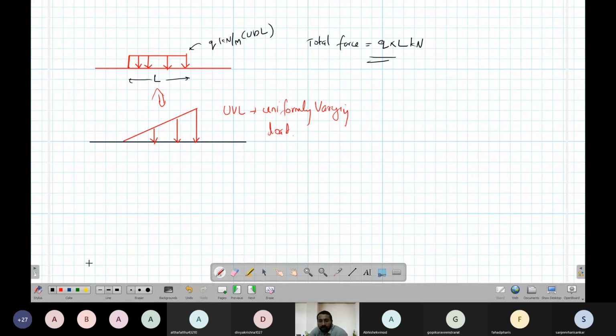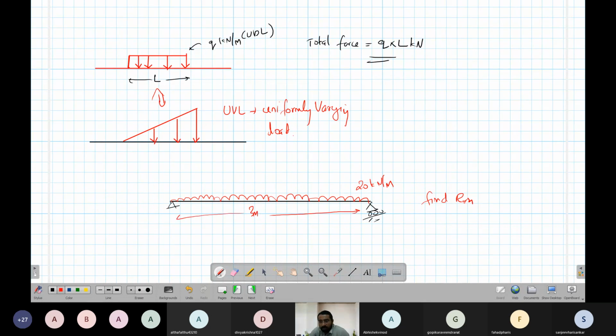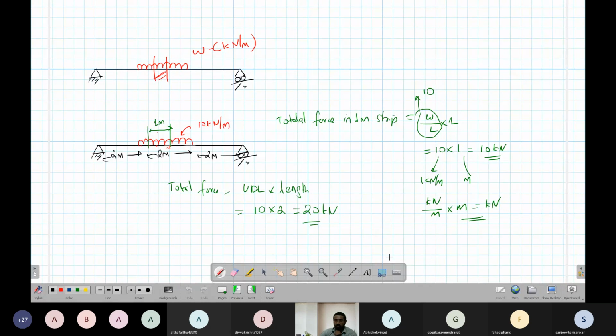So for UDL problems, the simplest problem that you can get is to find the reaction. If the UDL is 20 kilonewton per meter, find the reaction. In this problem, this is 3 meters. Those are the kinds of questions that can come. So we will do more problems on this, but I hope that the UDL concept is more or less clear.